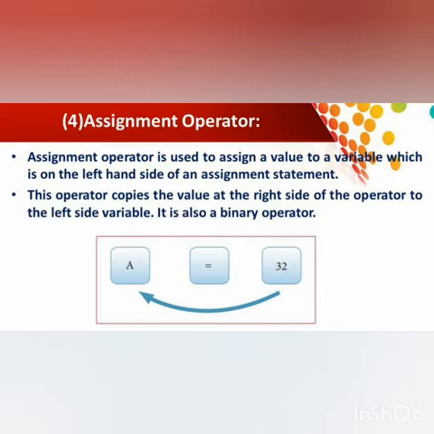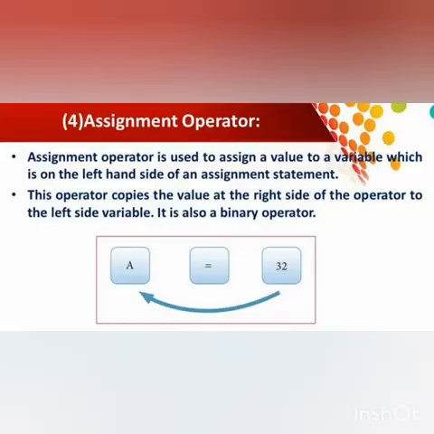For example, A is equal to 32. Here equal to is the assignment operator, A is the variable and 32 is the value. So the use of the assignment operator is that it just assigns the value 32 to the variable A. So, what is the value of A now? The value of A is 32. The assignment operator is also a binary operator. Why is it a binary operator? Because it has one operator and two operands. So, this is a binary operator.